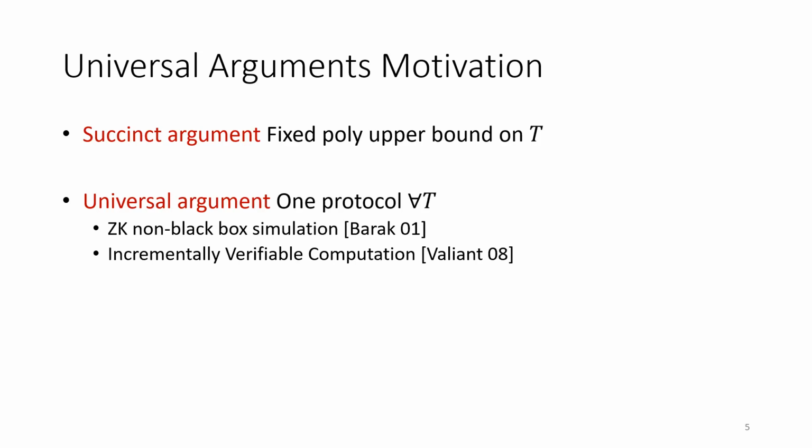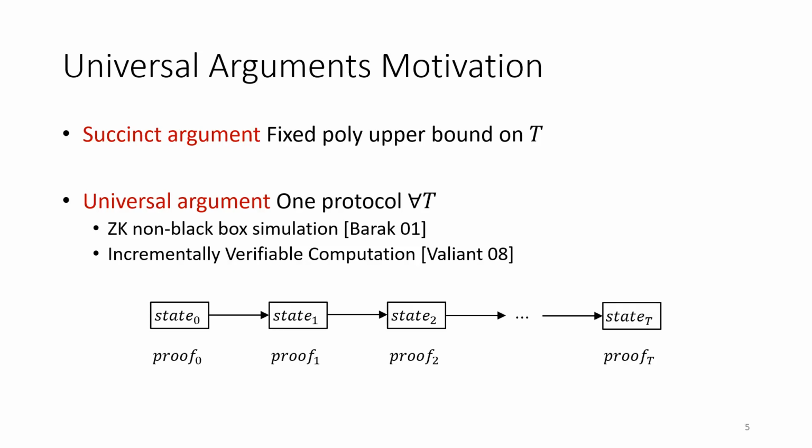Another example is in something called incrementally verifiable computation, or IVC. In this setting, we don't build a proof at the end of the computation, but we build it step by step while the computation is taking place. And we might need to run the computation for an unknown number of steps. And so we don't want to have an a priori upper bound on the number of steps. Okay, so that's why universal arguments are important.